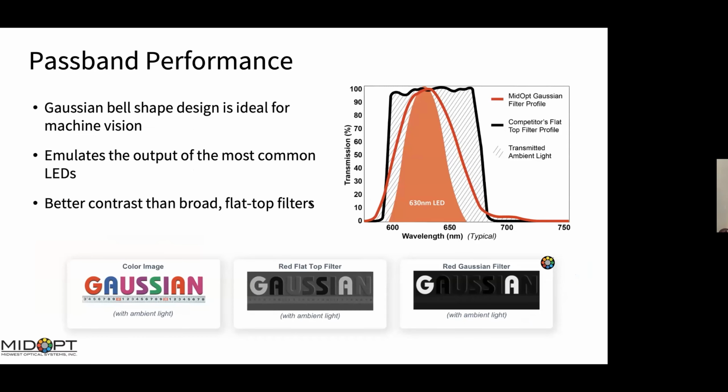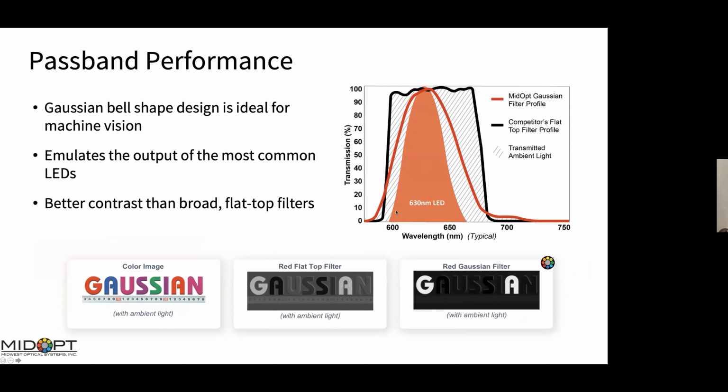The design of the passband is also very important. There are a couple of different ways the passband can be designed. One is the flat top design, which is a very popular design method. The other way is a Gaussian or bell-shaped design. And we lean towards the Gaussian or bell-shaped design just because it provides a better level of contrast.